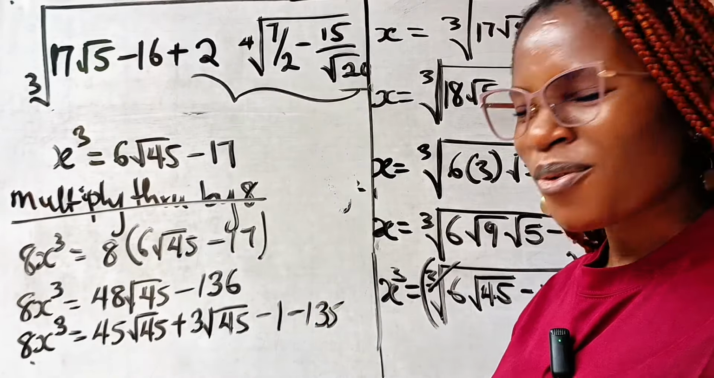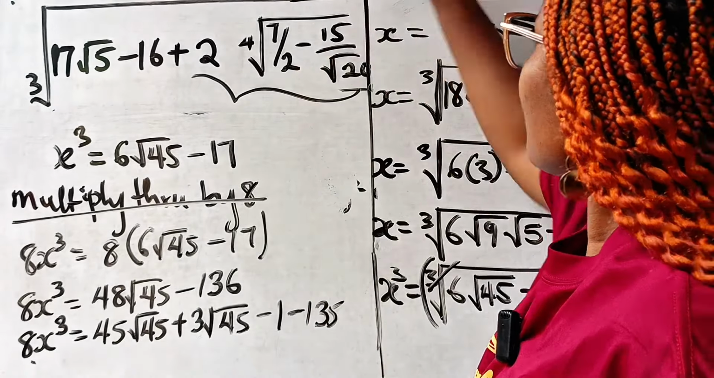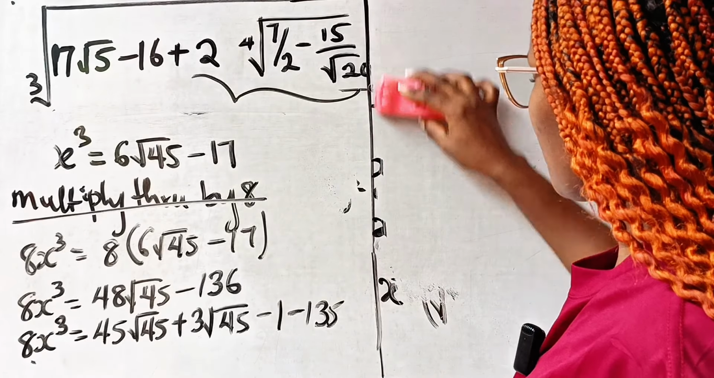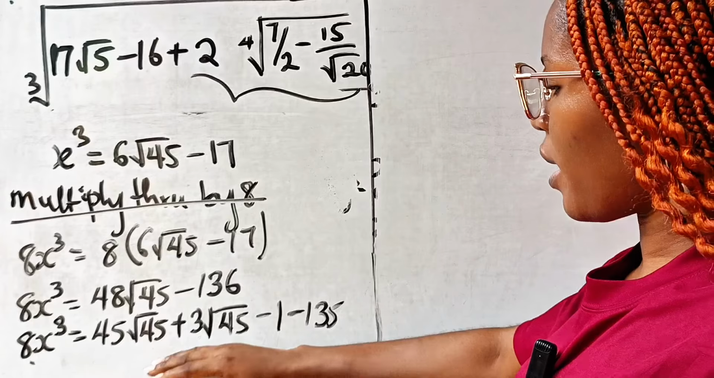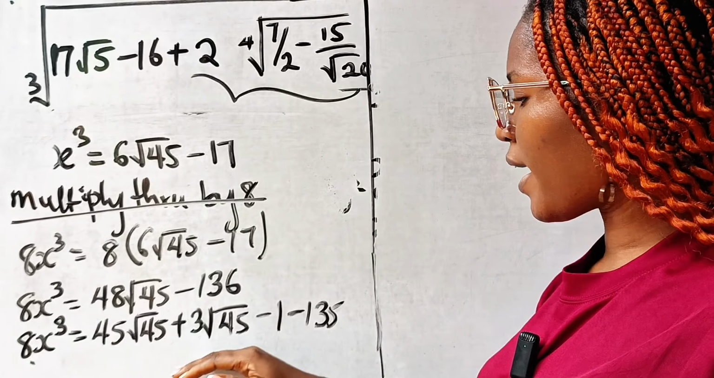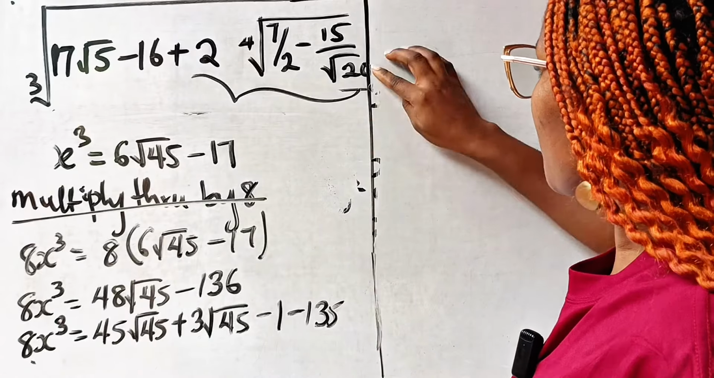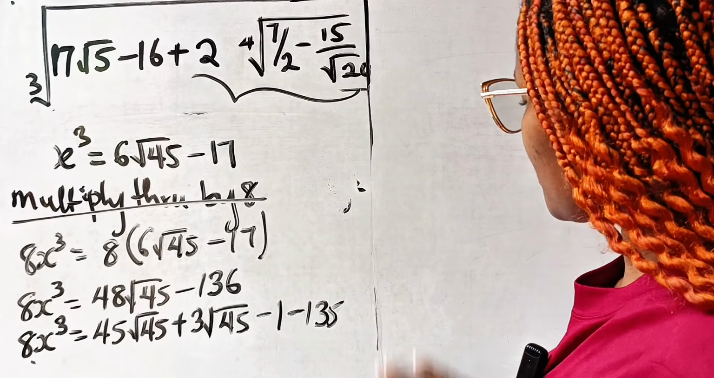I know you'll be like, what is JJ actually doing? It seems she's now making this longer. No, I am not, because I'm trying to find a cube here. If I can get that, then something is going to happen. So don't worry, we are on the right track.